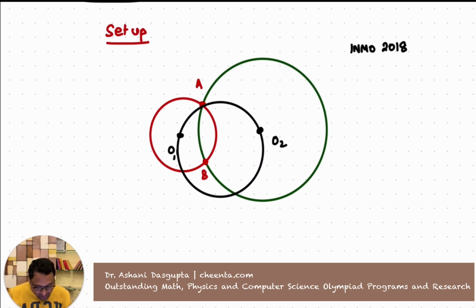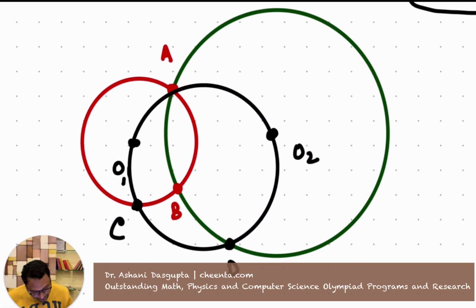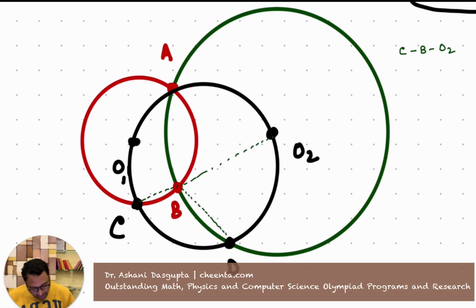Okay, but coming back to this, what can you prove about this configuration? There are plenty of things actually, but I will go into only one of them. Show that there are certain collinear lines. For example, let's call this point C and this one as D. Can you show that C, B, O2 lie on the same straight line? Maybe I can draw it in a thinner line. C, B, O2 lie on the same straight line, and D, B, O1 also lie on the same straight line. Can you show that?